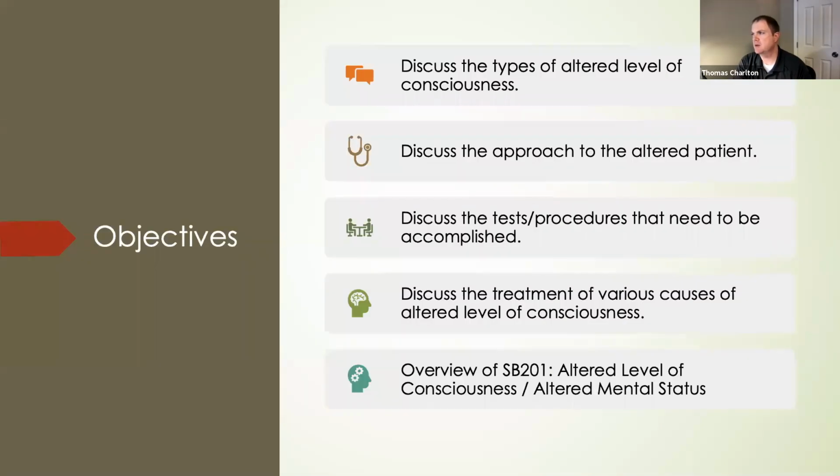So the objectives are, we're going to talk about the different types of altered level of consciousness, the approach to the altered patient, what kind of tests and procedures we need to accomplish when we're looking at these folks, and then the treatment for the various different kinds of altered level of consciousness that we're going to talk about. And as part of all this, we're basically going to be going through the protocol step by step, which is SB 201, altered level of consciousness or altered mental status.